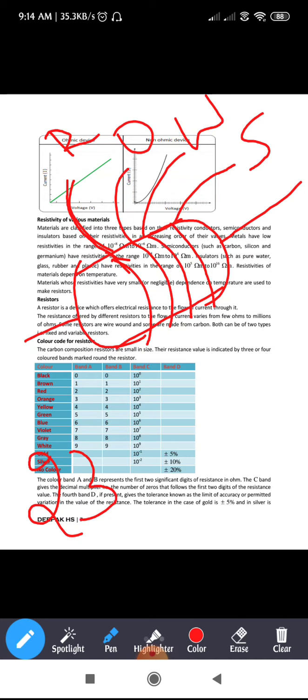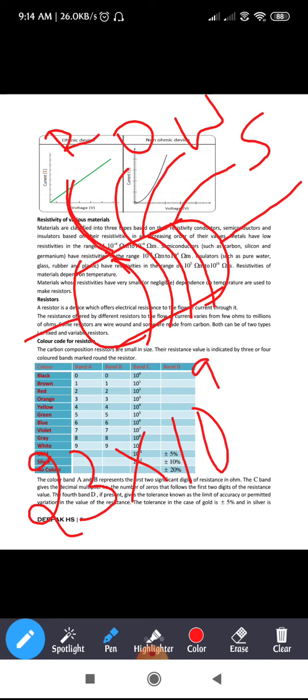Next, W. W is nothing but white. Go to band C. What is the value of white in band C? It is 10 power 9. So, into 10 power 9.